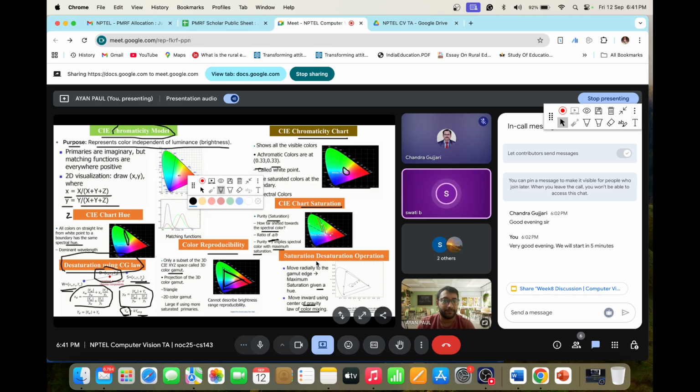Is this something related to color detection? Can I use this for color detection? Definitely, color detection it can be used, if by saturation or desaturation you can pronounce the color. So definitely it can be used for color detection. Okay, thank you.